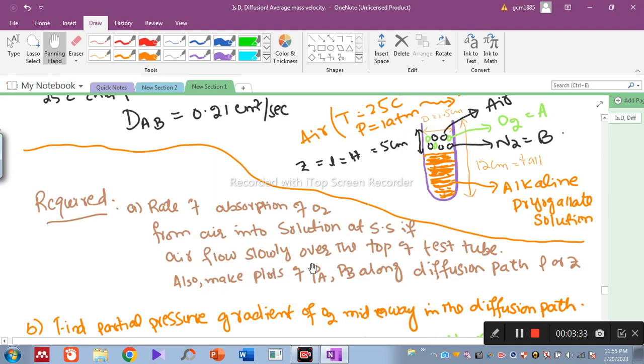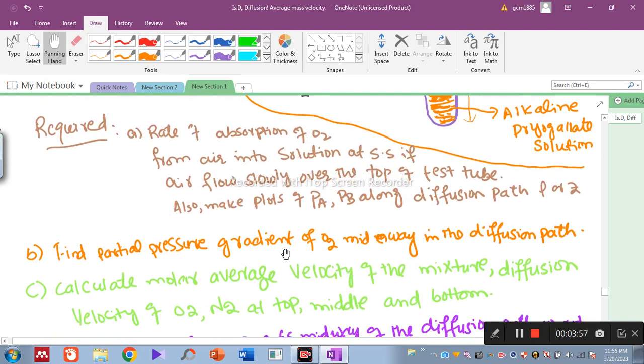Also make a plot of PA and PB along the diffusion path. So also make a plot of the partial pressure of oxygen along this 5 centimeter long path. What will be the partial pressure of oxygen along this diffusion path? What will be the partial pressure of nitrogen along this diffusion path? So we will make a plot.